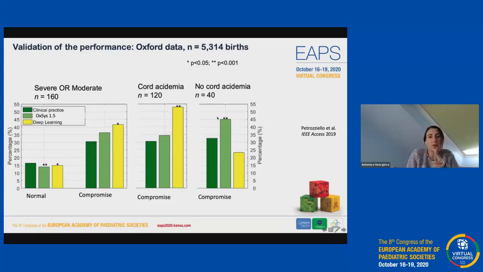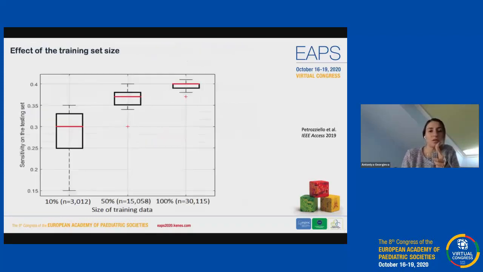But my point is that different methods have different value and different benefits, and with a lot of data, we can assess which ones are better for what and use them for their best possibilities. So just a final result on this, here I wanted to demonstrate the importance of the size of the training set. If you remember, we trained with 30,000 CTGs, and we examined here what would happen if we trained with a half of them or with just 10% of them.